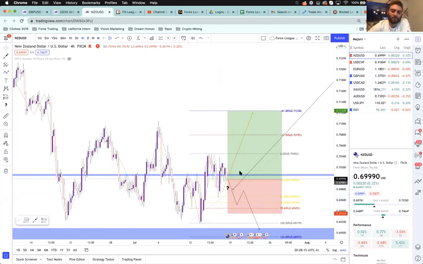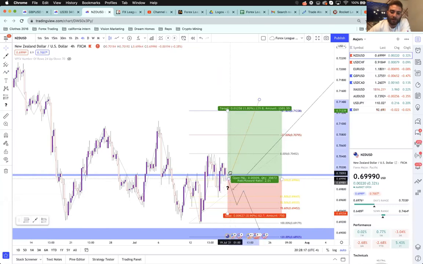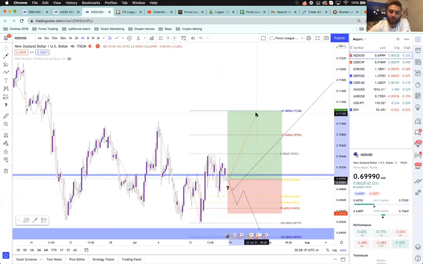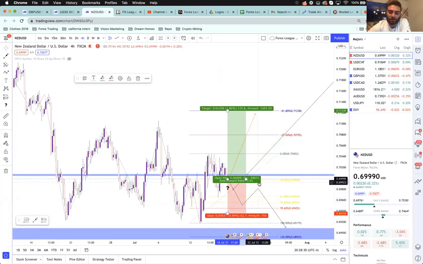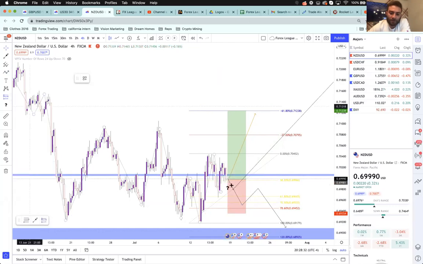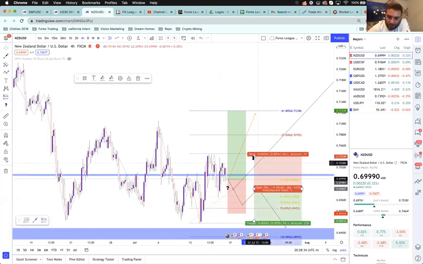So again, this is trade number one, a long right from where we're at now. And then trade number two would be this potential short opportunity if it does end up breaking support right there. So I'm just going to map this one out. This is trade scenario one right here. And then this would be trade scenario number two.